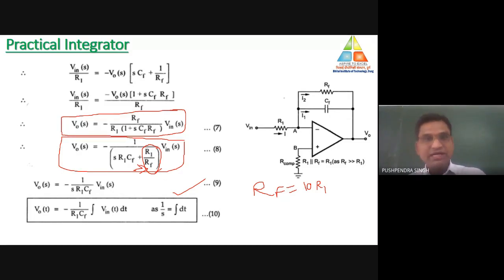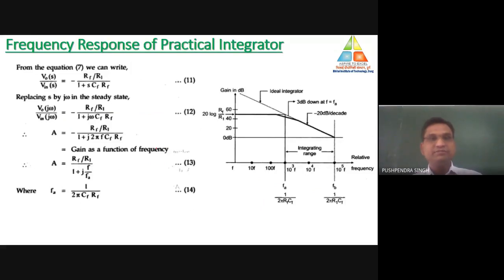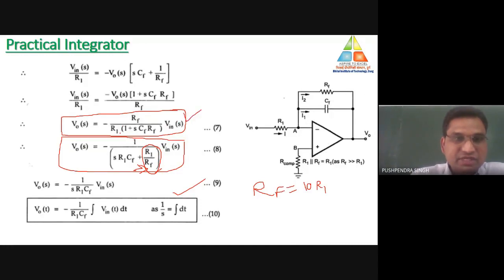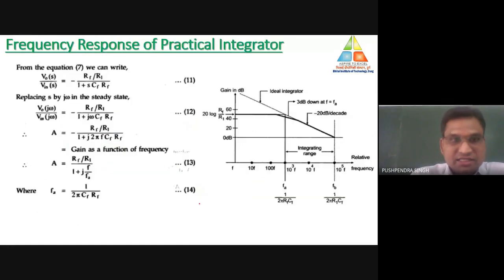Now let us discuss the frequency response of this practical integrator. As per equation number 7, V0 divided by Vin is equal to minus RF by R1, over 1 plus S CF RF. We are taking that equation directly from there to here. So V0(S) divided by Vin(S) is equal to minus RF by R1, over 1 plus S CF RF. Replacing S by j omega, it is minus RF by R1, over 1 plus j omega CF RF.